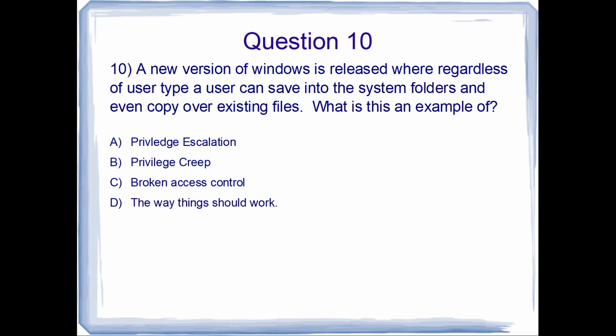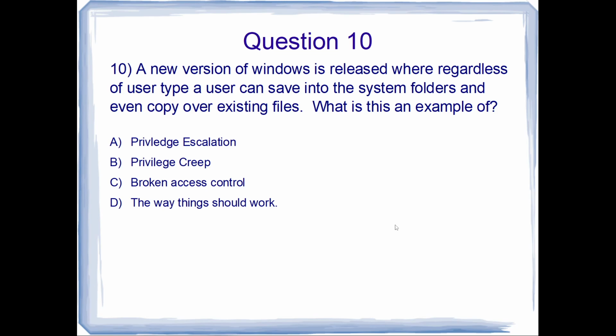A new version of Windows is released, where regardless of user type, a user can save into system folders and even copy over existing system files. What is this an example of? Is that privilege escalation, privilege creep, broken access control, or the way things should work?